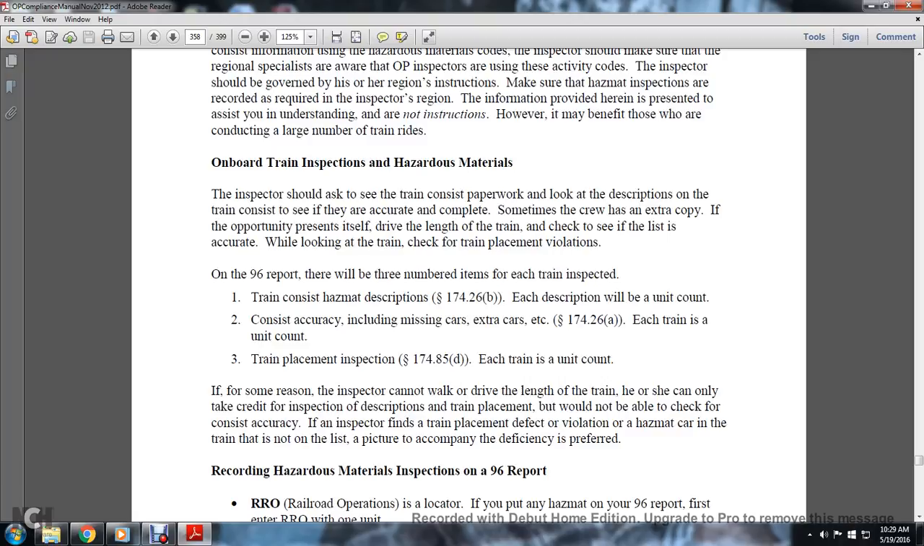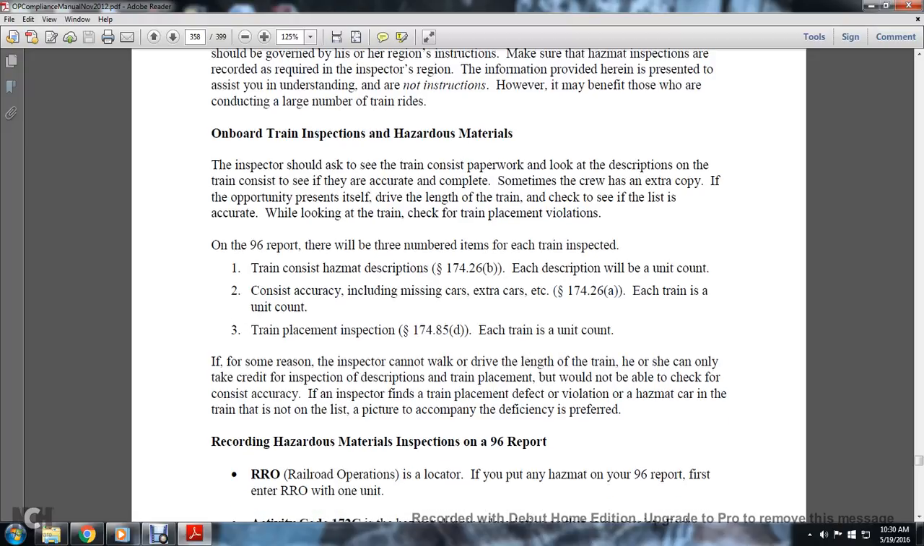When all the locomotives are in the train, check the train placement violation on number 96. There will be 3 numbered items for the train inspected, but the train can consist of many hazmat descriptions. In statute 174.26, each description will be a unit count. Consist accuracy, including missing cars and extra cars, under 174.26a: each train is a unit count. Train placement in section statute 174.85: a train is a unit count.